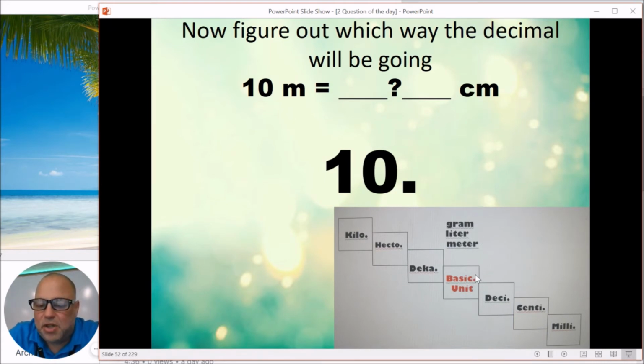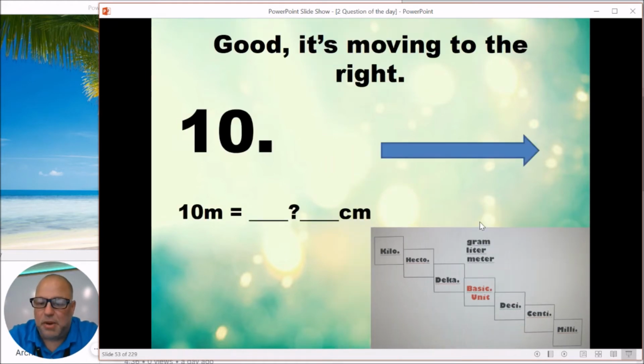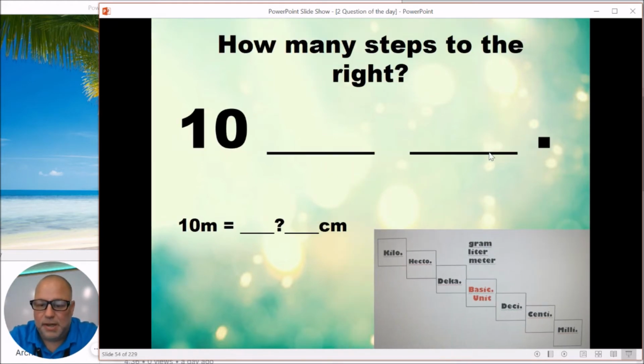So we're going from 10 meters. We're starting out at meters, one of the base units. And we're going to centimeters. So centi is over here, down this way to the right. So we know we're moving the decimal to the right, because I always tell people, imagine this is the decimal, because we're starting with 10 meters, and you're moving it to the right. So how many places are we moving it to the right? You need to count. The decimal is going to move one place, two places to the right. That's how we're going to move it.